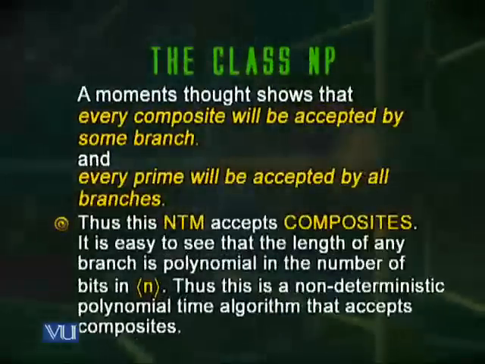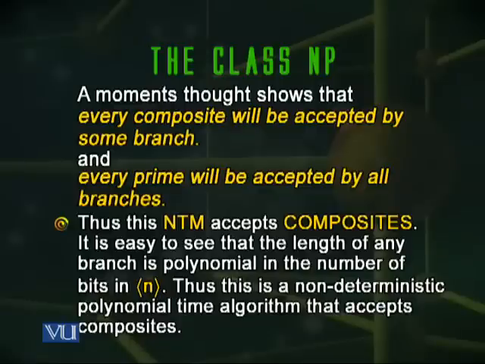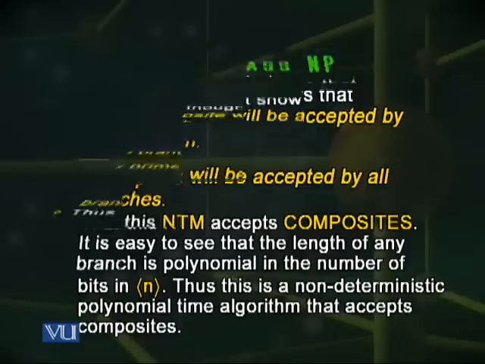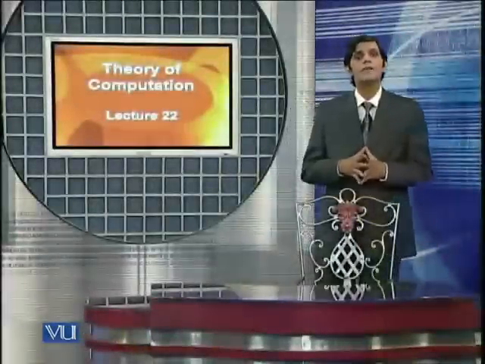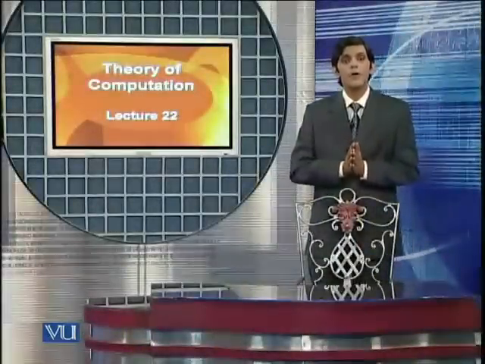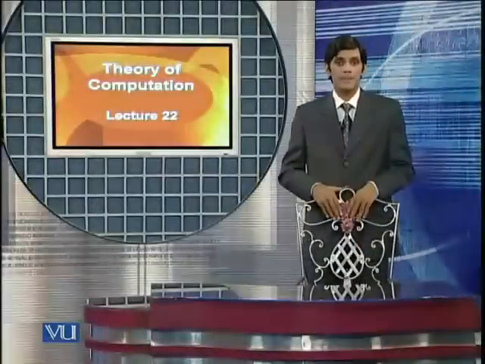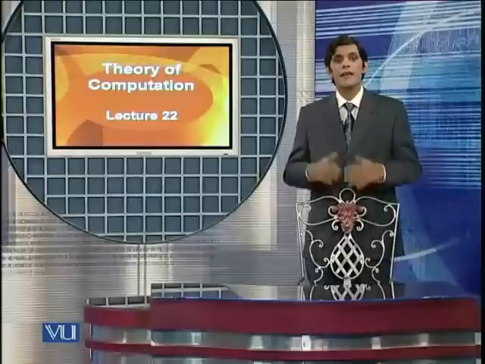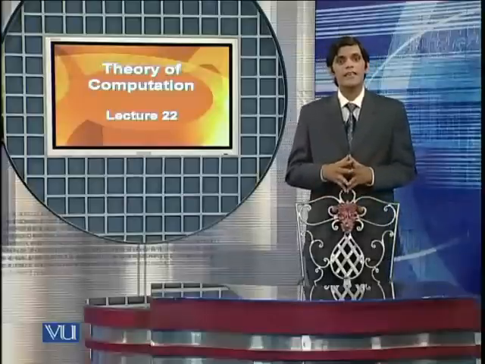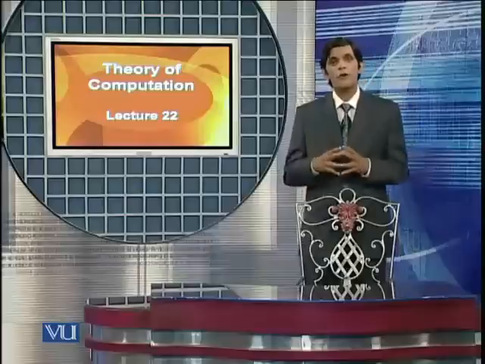So what we have shown is that this is a non-deterministic Turing machine that accepts composites. It is easy to see that the length of any branch is polynomial in the number of bits in n. Thus, this is a non-deterministic Turing machine that accepts composites in polynomial time. So, composites is in NP. What we have seen is a first example of a problem that is in NP.